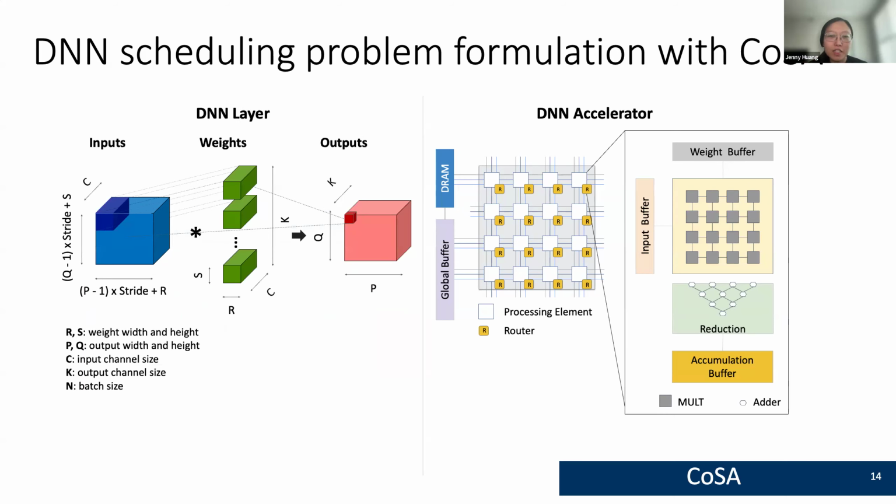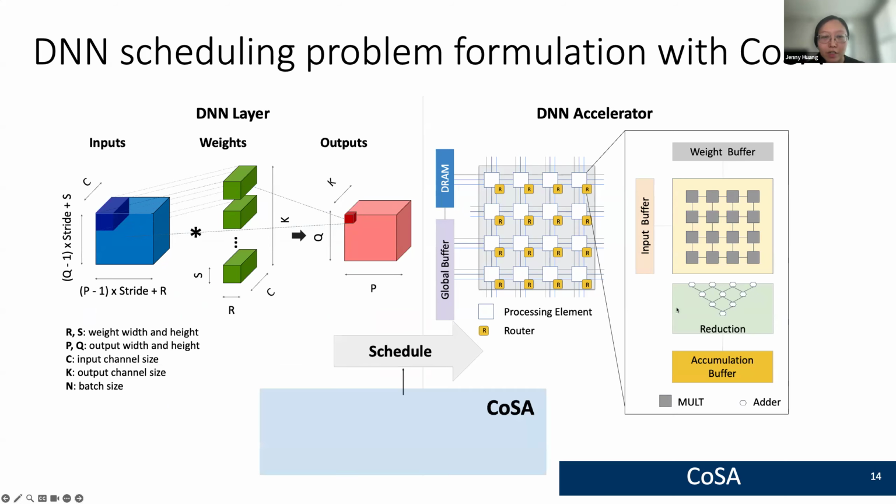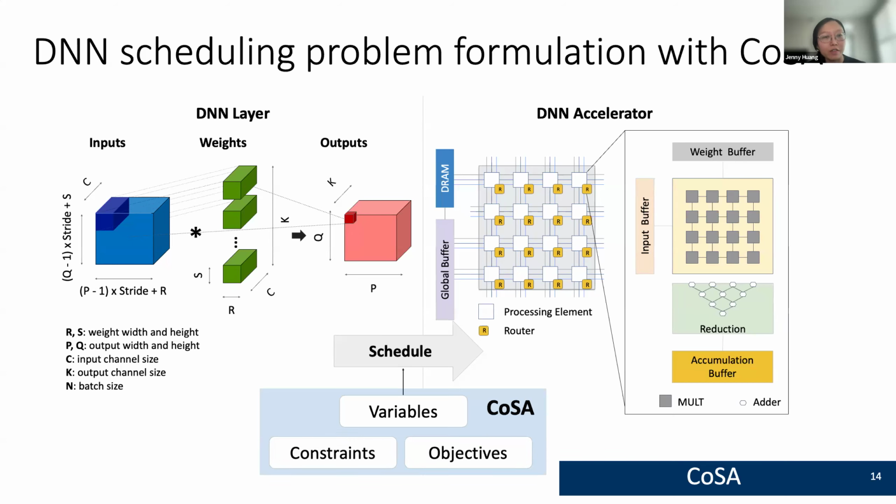Given these DNN layer dimensions and the target accelerator specification, our scheduling framework called COSA formulates this scheduling problem into a standard integer programming problem, where you have to define your variables, constraints, and objectives.